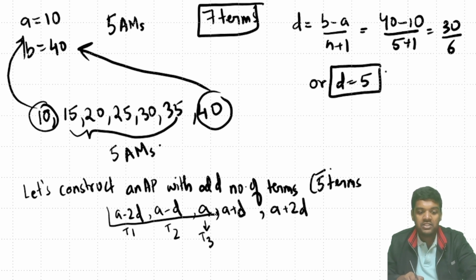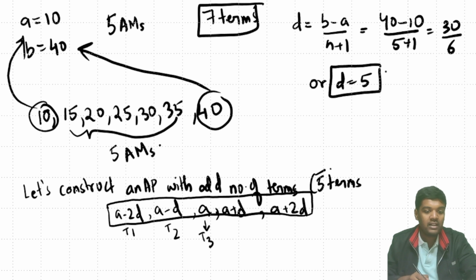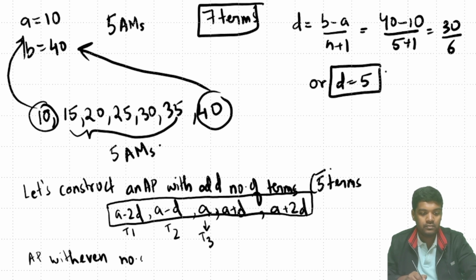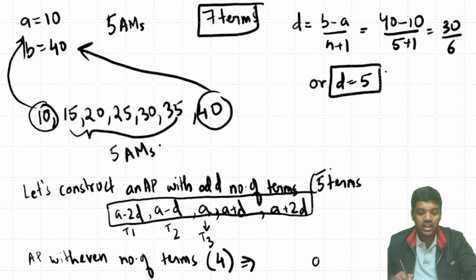When we do the practice session, we will understand why we are doing this and how it is making our calculations very simple and super fast. Similarly, if we are to construct an AP with an even number of terms, let's say we have to construct 4 terms. So I will say A minus D, A plus D, A plus 3D, and A minus 3D.